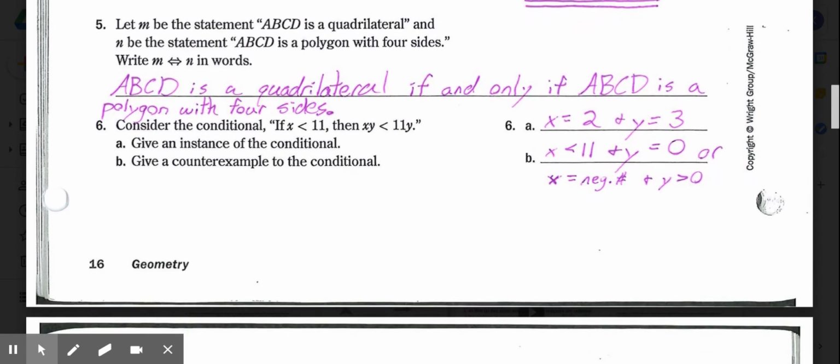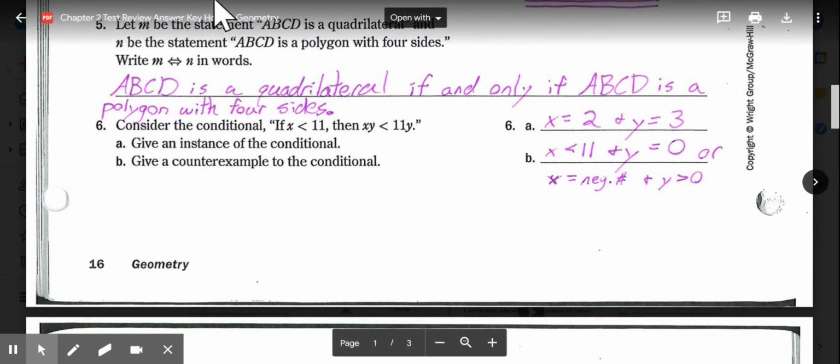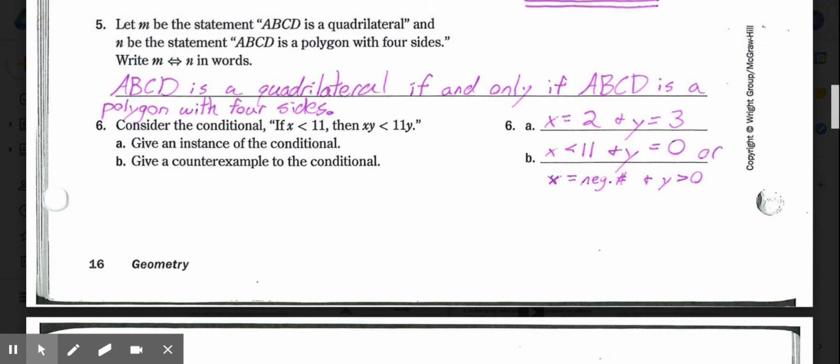In 5, let M be the statement ABCD is a quadrilateral, and N be the statement ABCD is a polygon with 4 sides. Write the biconditional for M and N. This symbol here with the double arrows is our biconditional, meaning it's an if and only if statement. So we could write that as ABCD is a quadrilateral if and only if ABCD is a polygon with 4 sides.